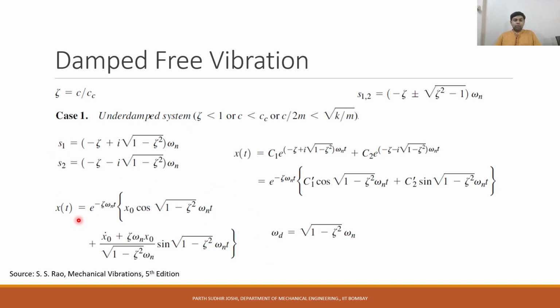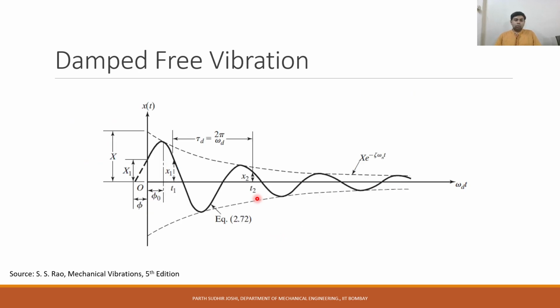And this is the overall displacement expression. So we can write it as a sum of sine and cosine functions, and the amplitudes of the sine and cosine functions can be calculated from the initial conditions. So this is a general plot of the motion when damping is present in the system. So this is the plot for the underdamped system, where the amplitude will go on decaying with respect to time.